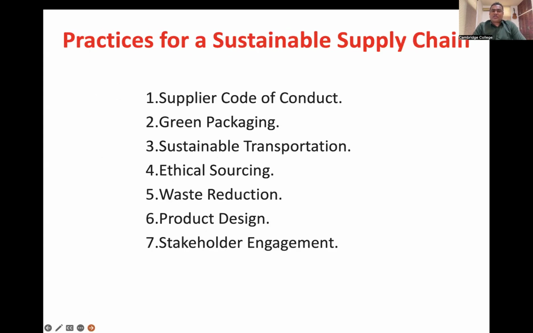So some of the practices for a sustainable supply chain might be a supplier code of conduct. You can have a supplier code of conduct and get them to sign it. Green packaging, you can insist that your suppliers conform to green packaging. Sustainable transportation, eco-friendly, use electric vehicles, not burn fossil fuels, petrol, diesel, okay? Ethical sourcing, waste reduction and recycling. Designing the product must be environmentally friendly, and how they engage their stakeholders. So here are some practices for a sustainable supply chain. And it is your duty to make sure that your suppliers are compliant.